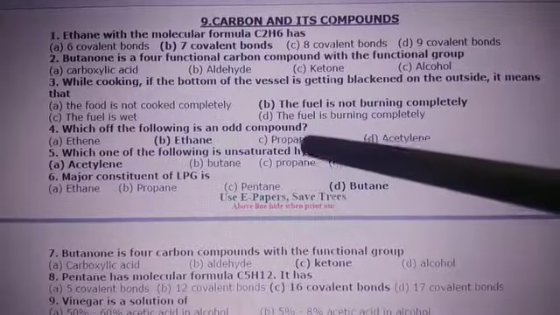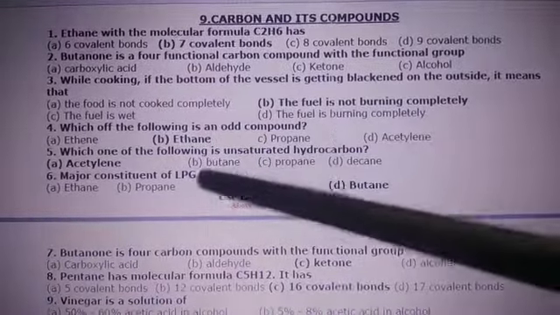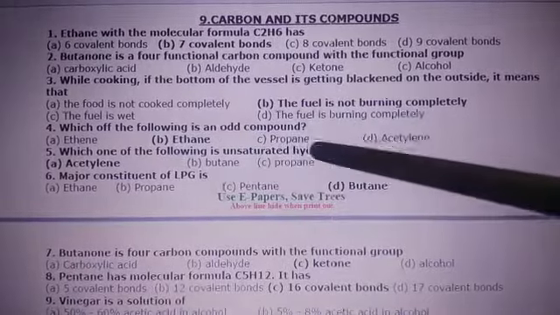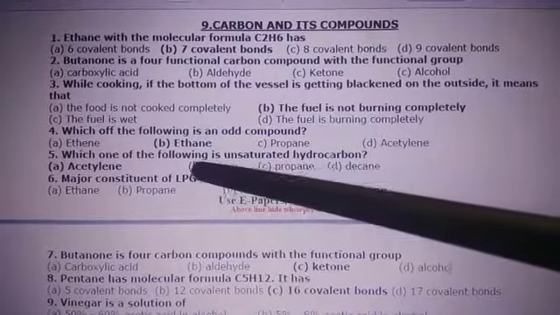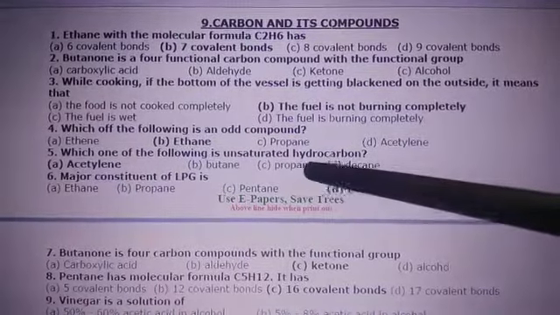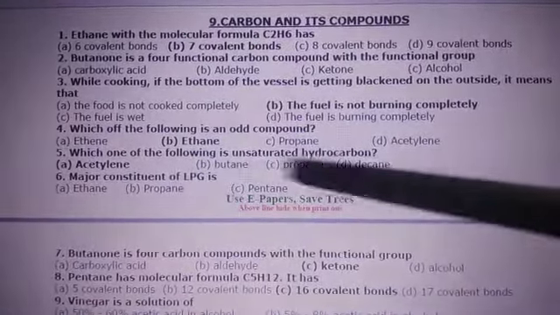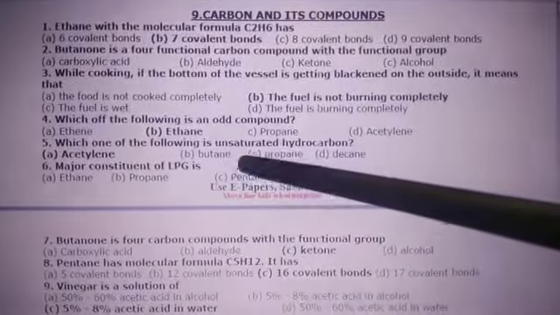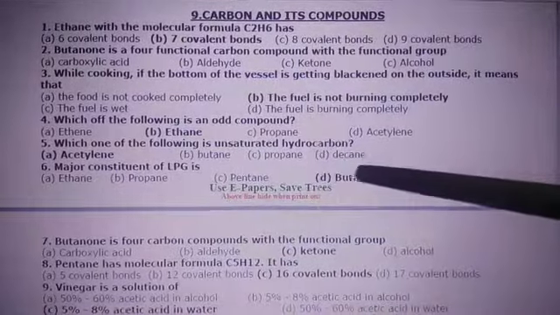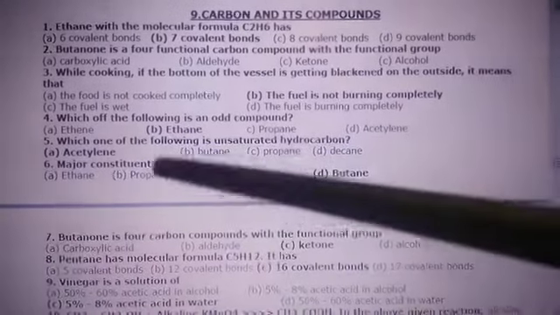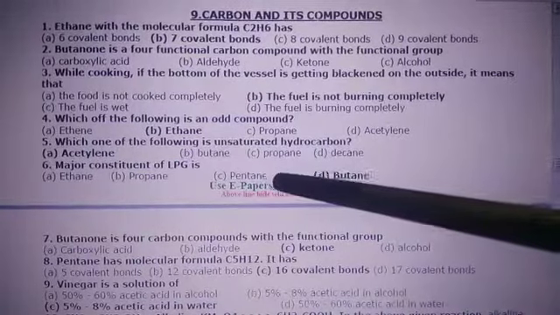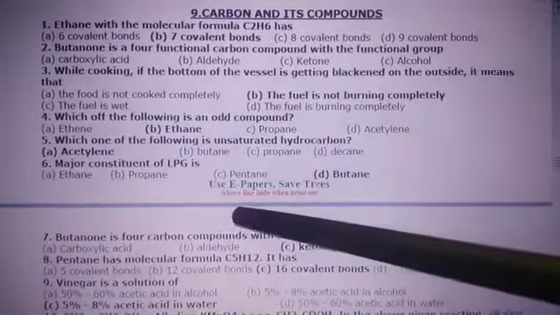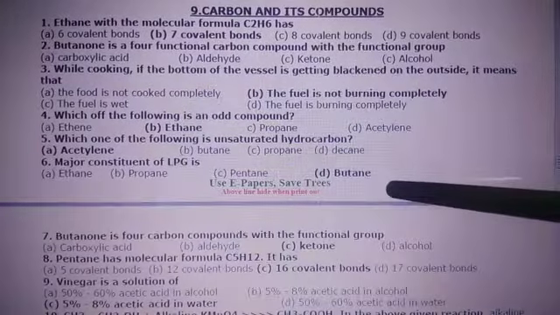Fourth, which of the following is an odd compound? A, ethane, B, ethene, C, propane, D, acetylene. The answer is B, ethene. Fifth, which one of the following is unsaturated hydrocarbon? A, acetylene, B, butane, C, propane, D, decane. The answer is A, acetylene. Sixth, major constituent of LPG is A, ethane, B, propane, C, pentane, D, butane. The answer is D, butane.